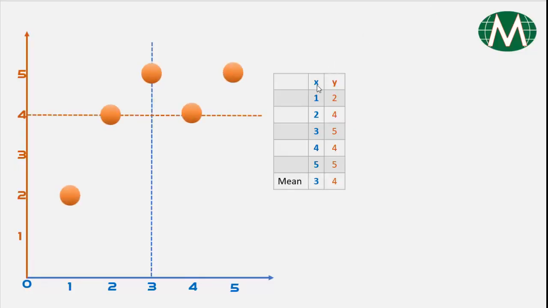So if we calculate the mean of x, which is 3 here, this is the mean line of x, and the mean of y is 4, so this is the mean line of y. Both lines intersect at this point, which is (3, 4). We have marked this point where both mean lines intersect each other, and the coordinate of this point is (3, 4).